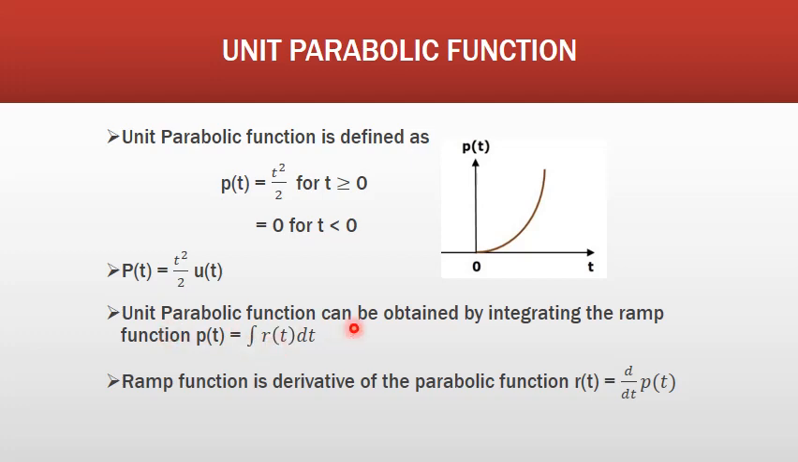Next, the relation between unit ramp function and unit parabolic function. Unit parabolic function can be obtained by integrating the unit ramp function. p of t is equal to integral r of t dt. We know that r of t is equal to t. So, integration of t with respect to t is t square by 2. Similarly, ramp function is the derivative of parabolic function.